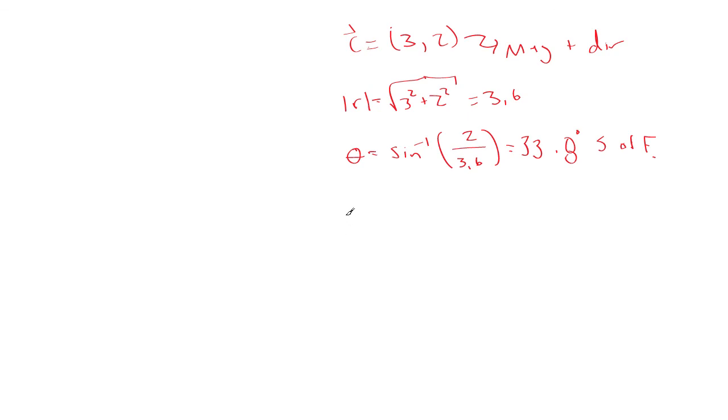Right? So I've gotten everything that I need to correctly write down my vector. So in physics world, the way that we typically write down the solution is that vector C is 3.6 meters, we'll call it meters, at an angle of 33.8 degrees south of east. So that's typically how you'll see the solution written down.